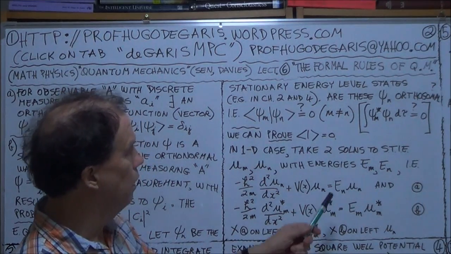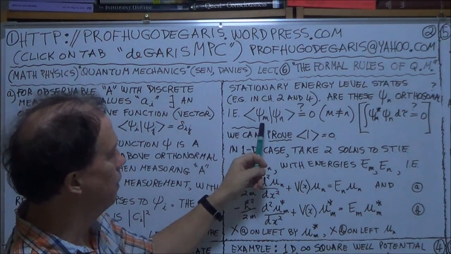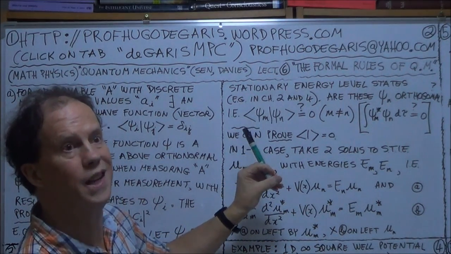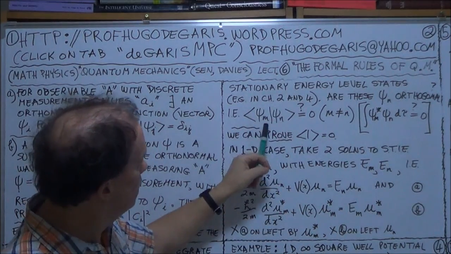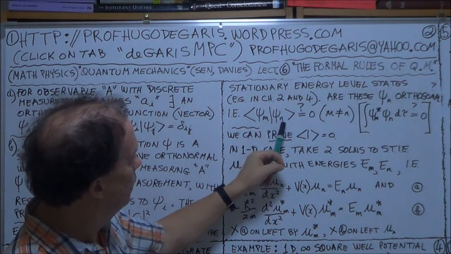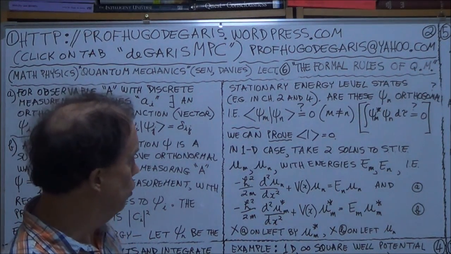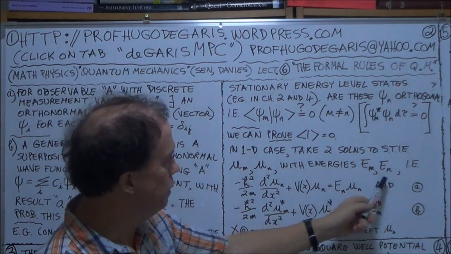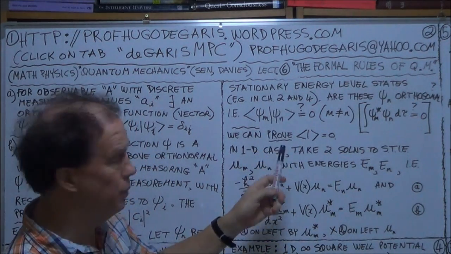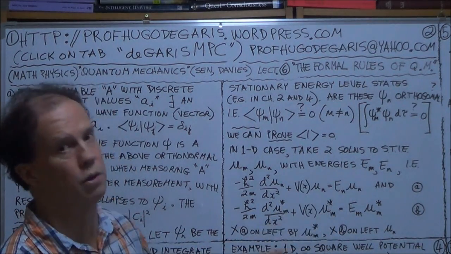So what I'm trying to say is that in the case when the observable is energy, when big A is E, then these two wave functions that are solutions to the Schrödinger equation with these allowed energies are orthogonal. In other words, the bracket is 0, but we're yet to prove that, and we'll do that next session.